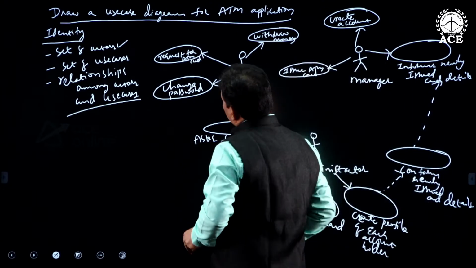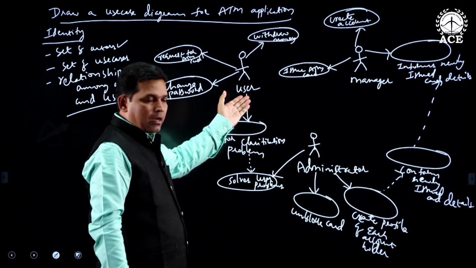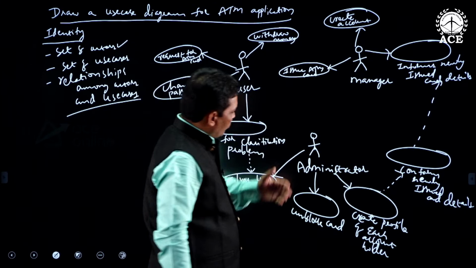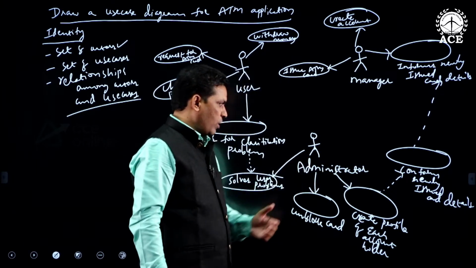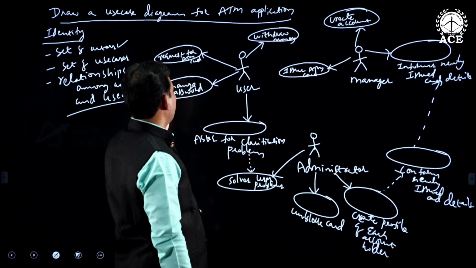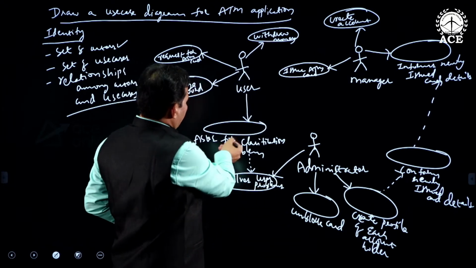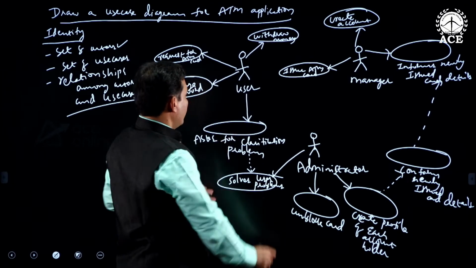So this is the use case diagram for an ATM application. User is one actor, manager is one more actor, and administrator is one more actor. What operations can the user perform here? The user can change password, request for ATM card, withdraw money, and ask for clarification of problem. Those are the operations the user can perform.